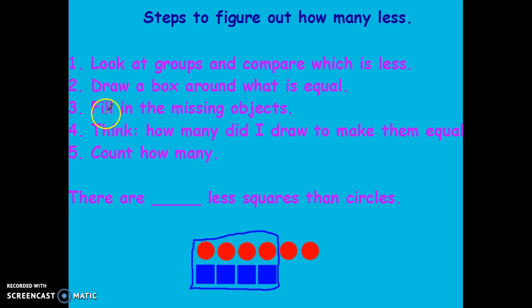Step 3 says, fill in the missing objects. So I see, there's a square missing here and a square missing here. Step 4, think about how many I drew to make it equal. I see I drew 1, 2 squares. So that tells me that there are 2 less squares than there are circles. Now we're going to practice with a few word problems. But before we do that, let's practice one more time.